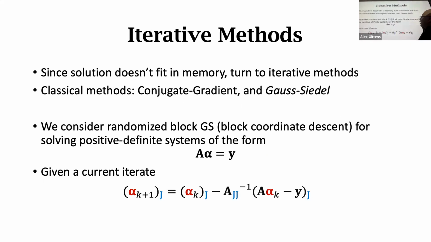In our case, we're considering Gauss-Seidel. So we're going to use a randomized block Gauss-Seidel. At every iteration, we pick a subset of size p, right? p is much smaller than n, and we do coordinate descent on that subset of features. In this case, we call it J.